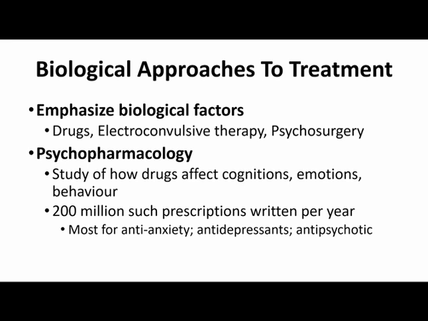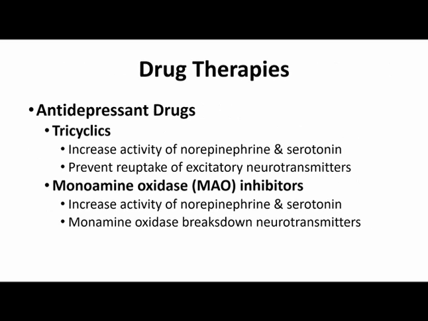So how do different substances that we can consume or bring into our bodies change how we think, feel, and act? And of the 200 million psychopharmacological prescriptions that are written each year, the majority of these are written for anti-anxiety, antidepressants, and antipsychotic drugs. So those are our 3 broad categories that come up most often. So we're going to talk about a couple of these.